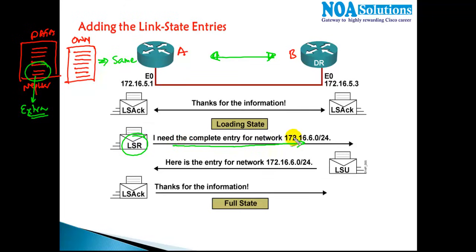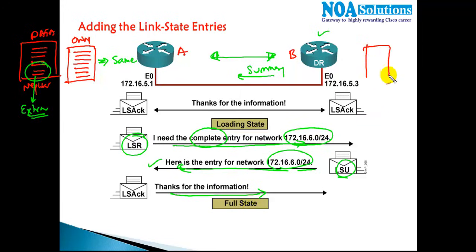And then I'm going to say that I need a complete entry for so and so network. The reason is, in your database I have seen that you have some extra information or extra networks or extra routes that I don't have. But whatever you sent in the previous stage was just the summary of the database, not complete. So I want that complete information now. And then the router will reply with a link state update saying, okay, take this information, here is the complete entry for so and so network. And then I'm going to send thanks for the information. And the same process will happen on the other side also.